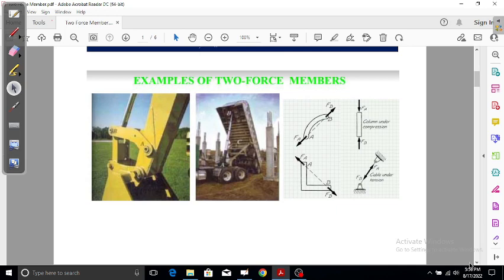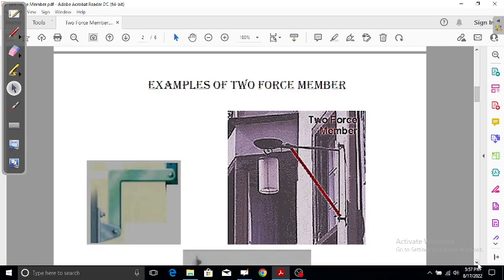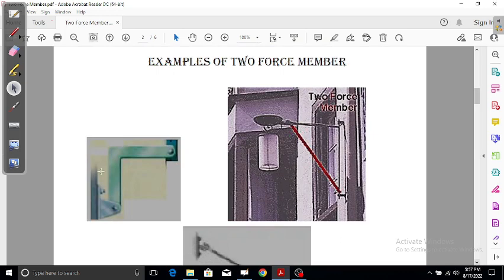Okay, so these are all different examples of two-force members, to understand what a two-force member really is. More examples so that your concept becomes crystal clear. You can see this type of bracket, and there is a pin connection over here, and it is being fixed over here. It's being riveted here and pinned over here.